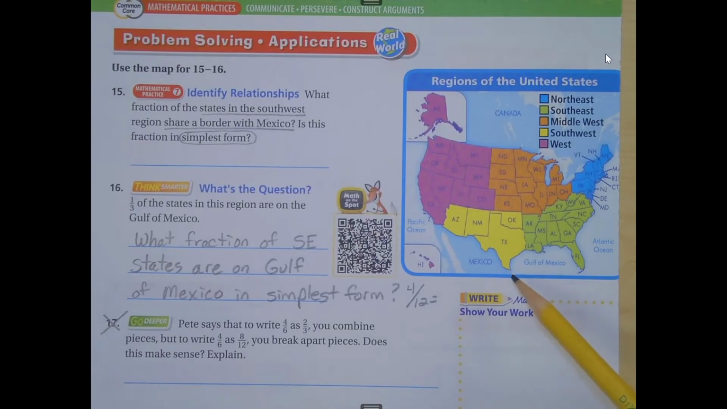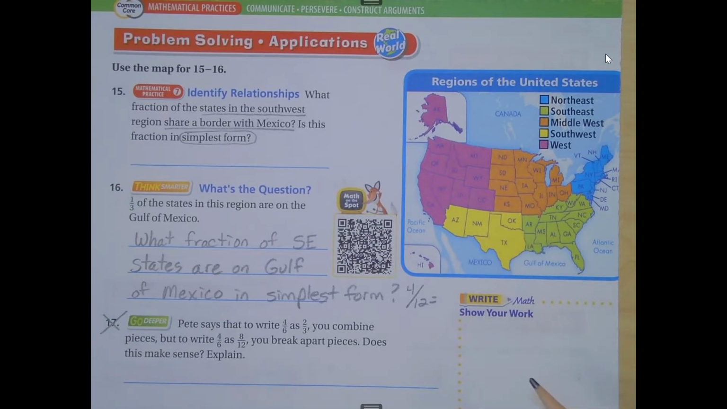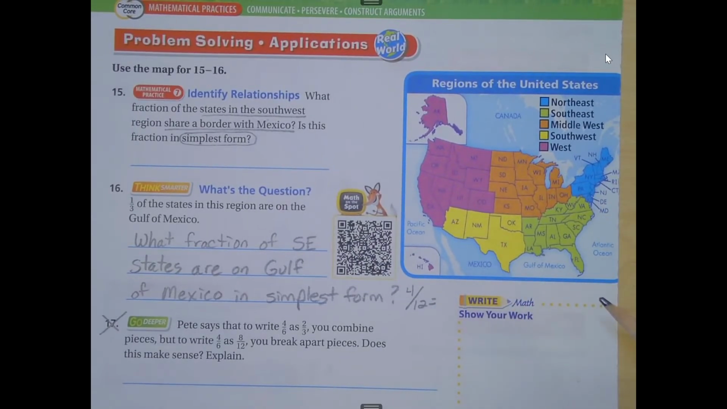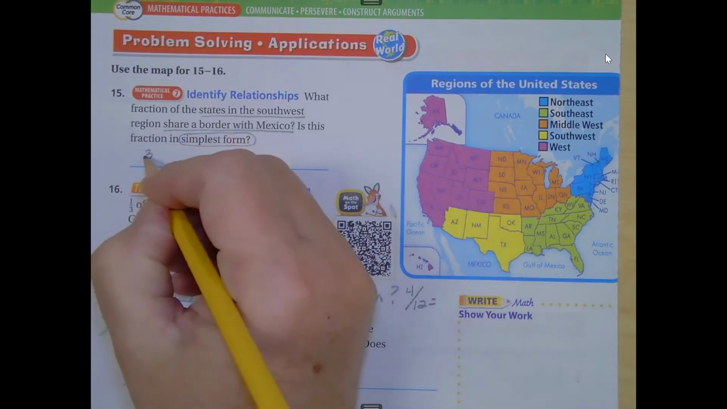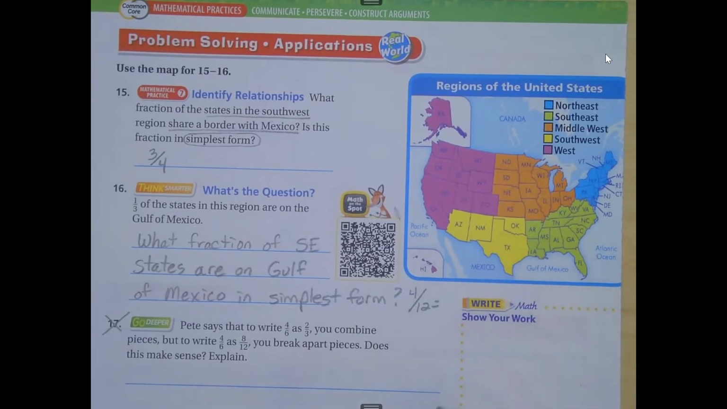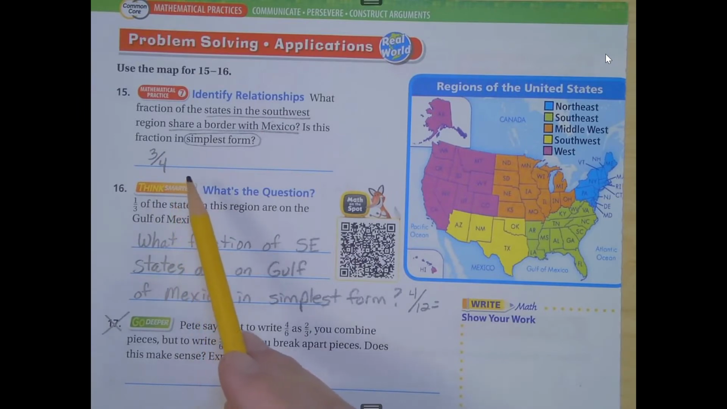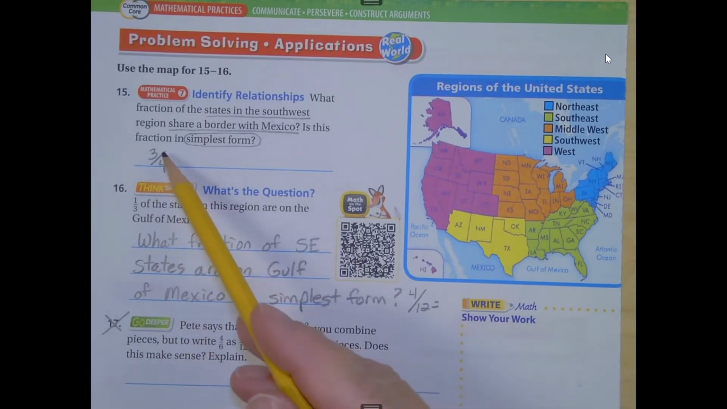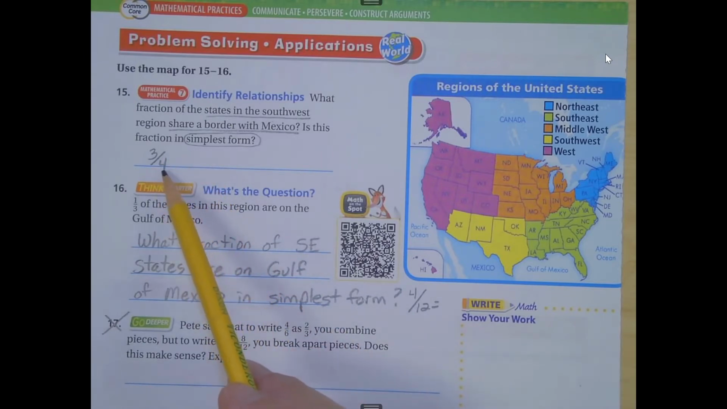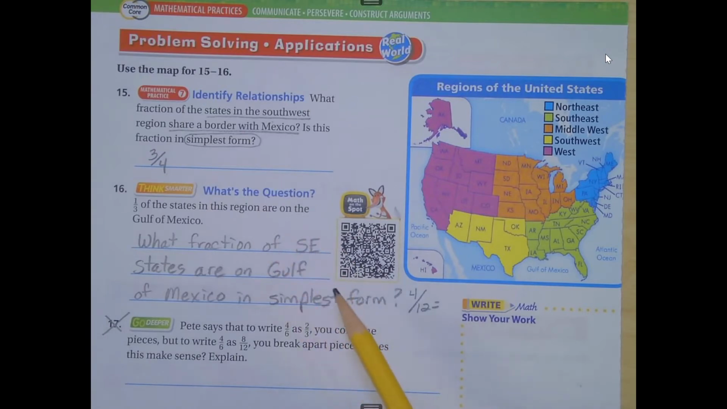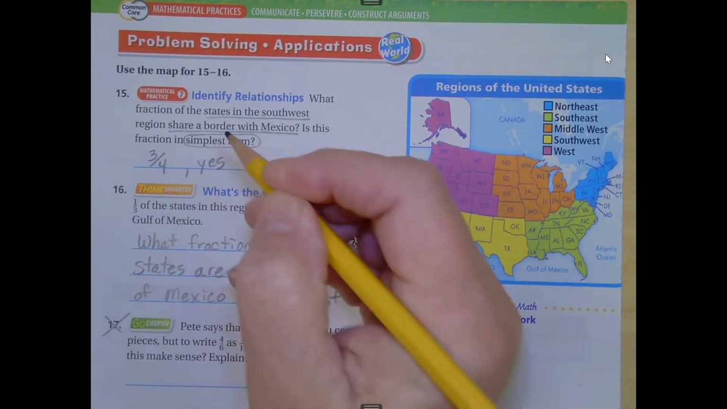Okay, so let's look at the southwest here. We've got Arizona, New Mexico, Oklahoma, and Texas. Well, only 1, 2, 3 out of 4 touch the border of Mexico. Is that in the simplest form? Okay, well, can I divide 3 by something and get smaller? I could divide by 3 and get 1, but can I take 4 and divide by 3? I cannot. So 3/4 is in the simplest form, so we're going to write yes.